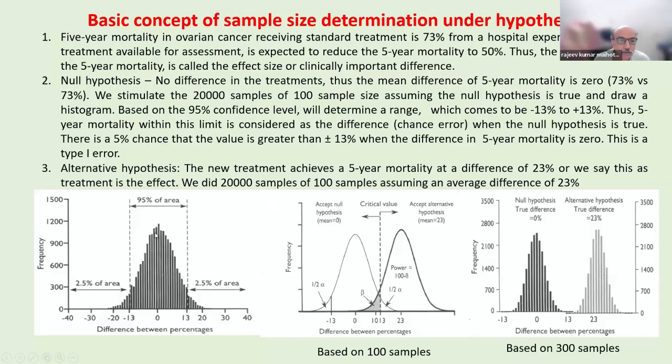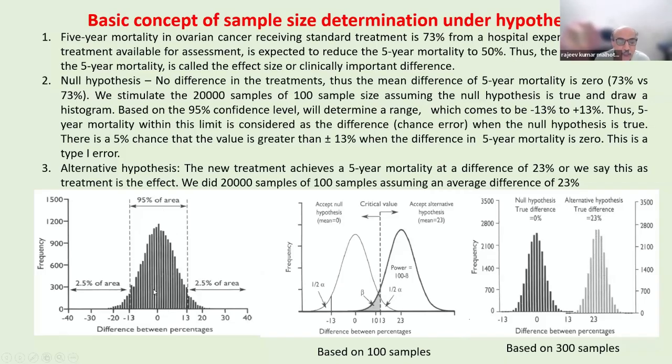So my mean here is 0 for this normal distribution, and then I calculate my 95% confidence level, the 95% confidence level assuming the null hypothesis, there is no difference. So it comes to -13 to +13. That covers 95% of the area.